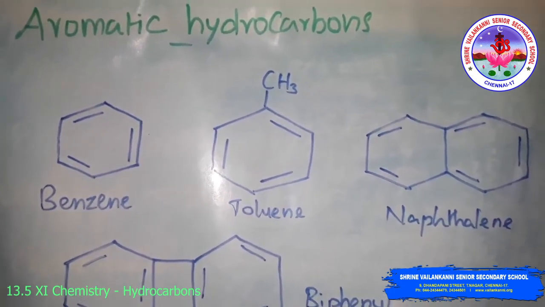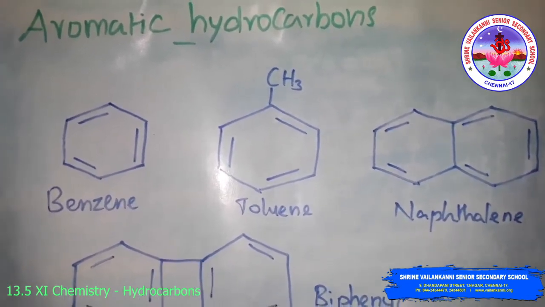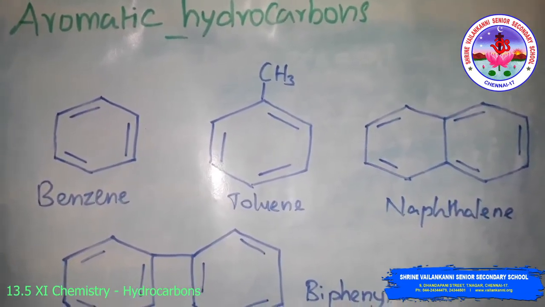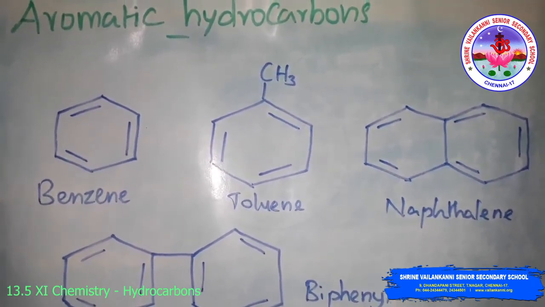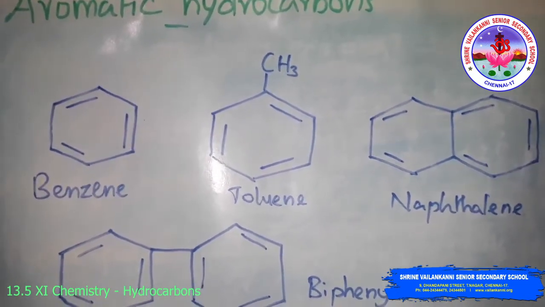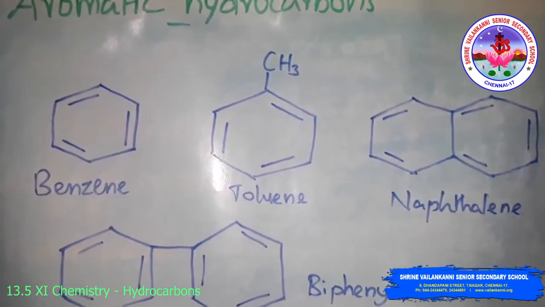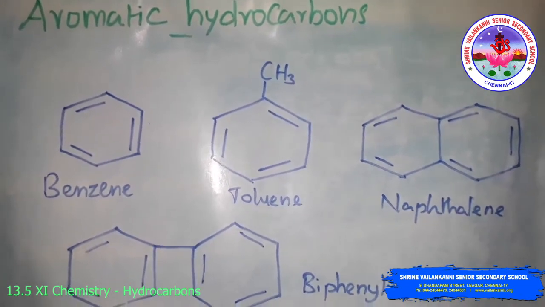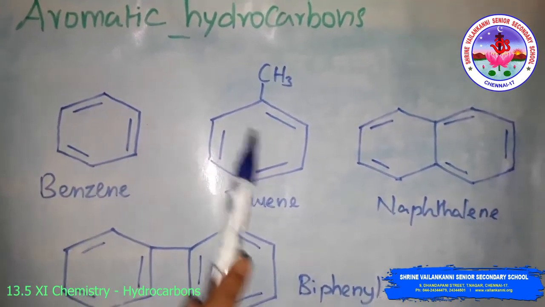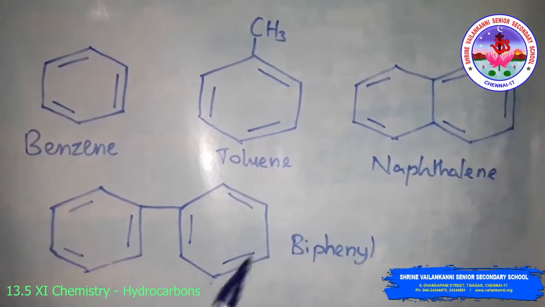Most of these compounds contain a benzene ring. The benzene ring is a highly unsaturated compound, but in the majority of reactions of aromatic compounds, the unsaturation of the benzene ring is retained. However, there are examples of aromatic hydrocarbons which do not contain a benzene ring, but instead contain other highly unsaturated rings. The aromatic compounds containing benzene rings are called benzenoid compounds, and those not containing a benzene ring are called non-benzenoid compounds. So these are the aromatic hydrocarbons: benzene, toluene, naphthalene, biphenyl.